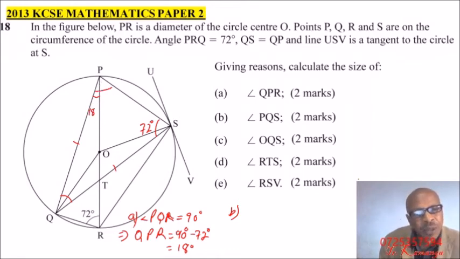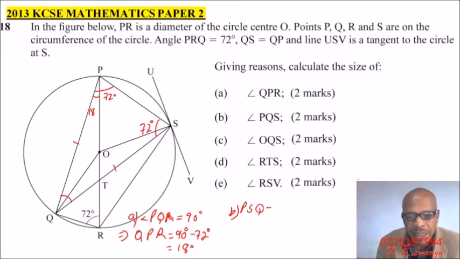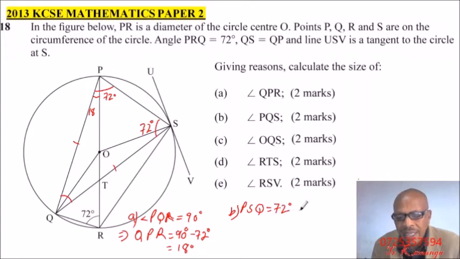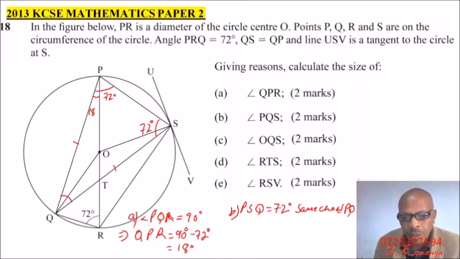So what it means is that the whole of this angle is 72, because PQS is an isosceles triangle. PQ is the same as QS. So what we can say is that to give reason, PSQ is equal to 72. You can say same chord PQ, subtended by the same chord. This means that PS is also 72 degrees. So we can say isosceles triangle. This is an isosceles triangle. I'm writing in short form because of space.